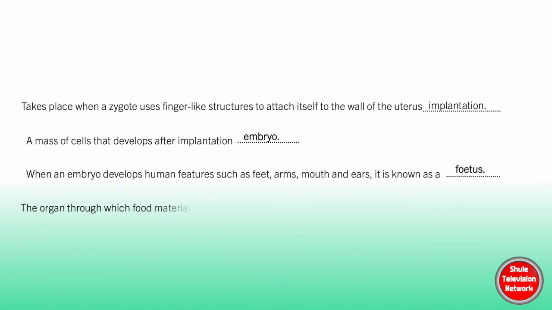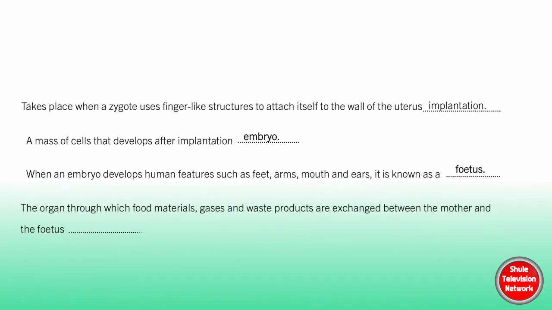The organ through which food materials, gases and waste products are exchanged between the mother and the fetus is known as dash. The placenta. The organ that connects the fetus to the placenta is known as dash. Umbilical cord.